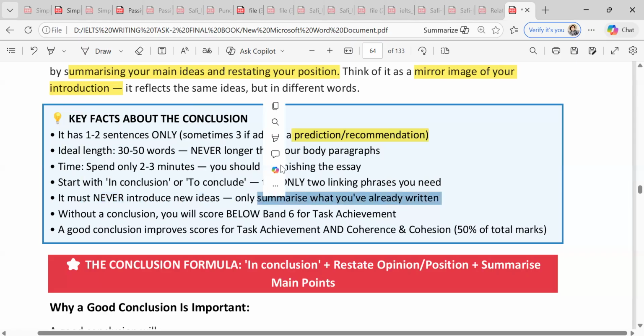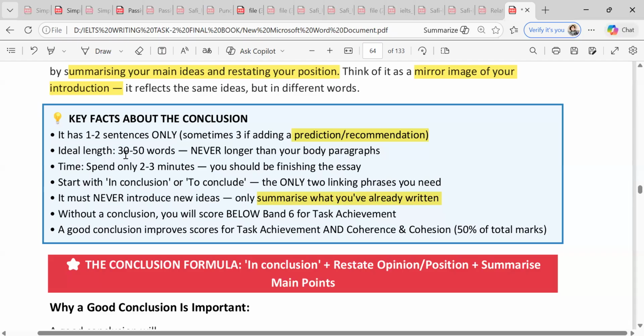So keep in mind that in the conclusion paragraph, never introduce new ideas. If you introduce a new idea that you haven't discussed, and you keep writing in the conclusion paragraph, it becomes your new main body paragraph, not the conclusion. And if there is no conclusion, it means your task achievement hasn't been completed and you will score a low band then.